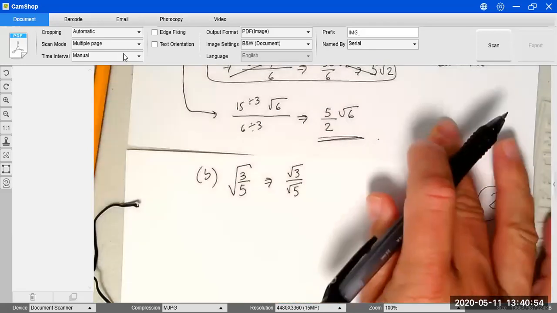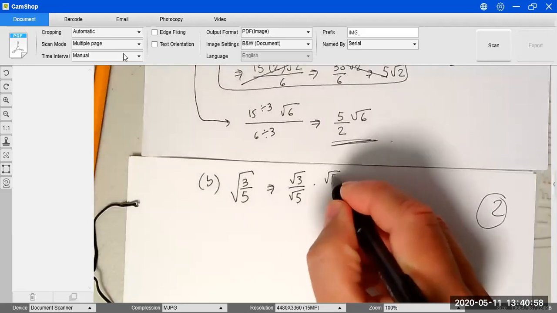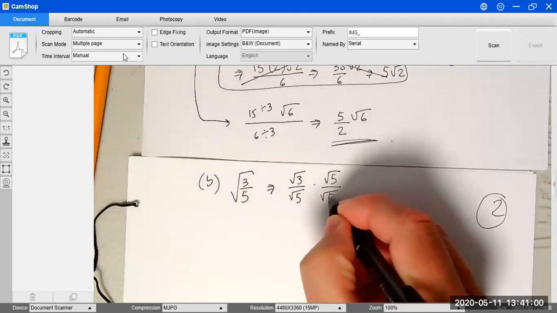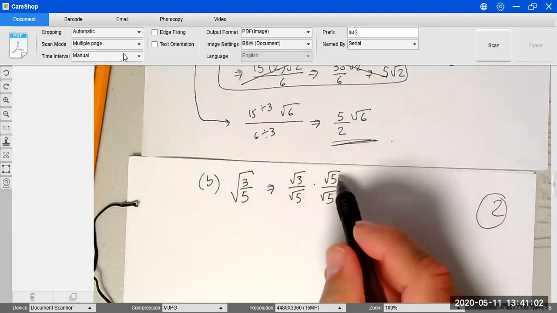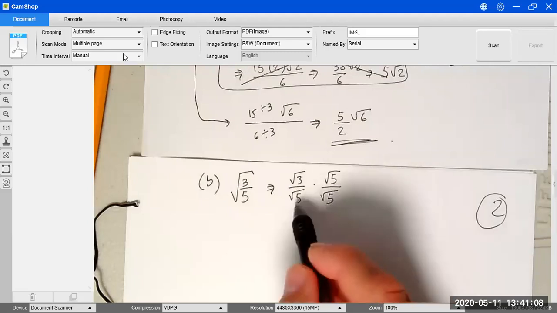So I'm going to multiply by, in this case, the square root of 5 over the square root of 5. Remember, we multiply both the numerator and the denominator by the same quantity. And in this case, the quantity that we're going to use is the radical that I want to eliminate.